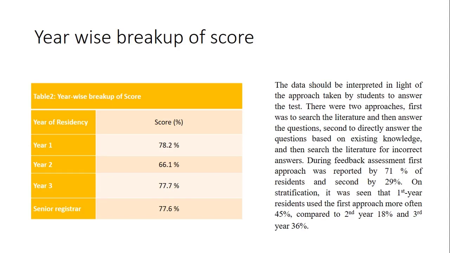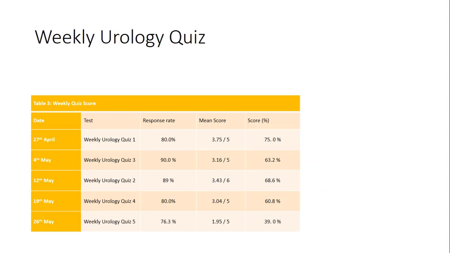One thing is that in order to solve these questions, there were two approaches used by residents. First was to see the questions, search online, and then respond. And the second was to respond directly and then see. So most of the first years actually did the first approach. That's why probably their score was better. But still, this is what it is.